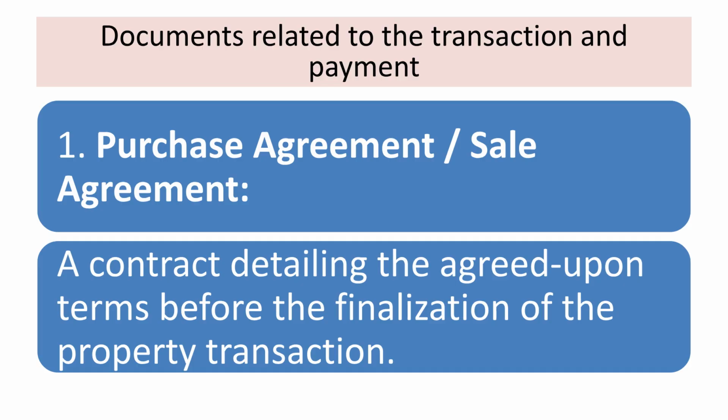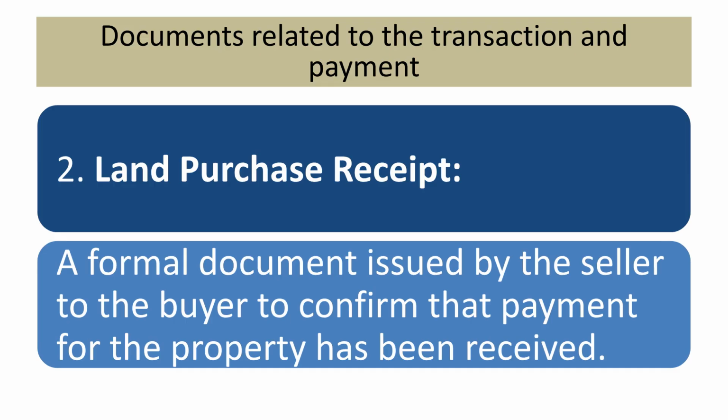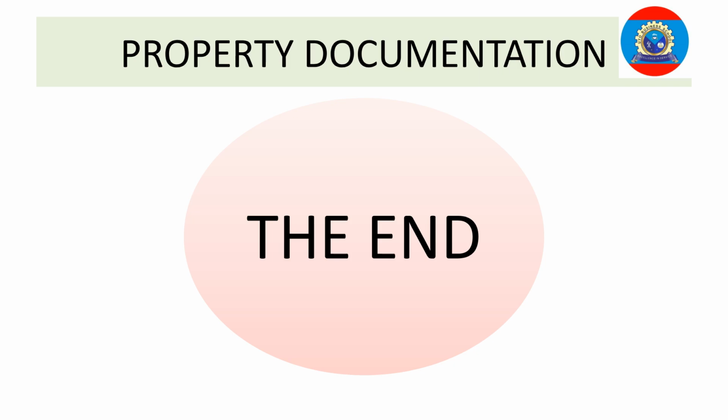Documents related to the transaction and payment include the purchase agreement or sale agreement. This contract details the agreed-upon terms before the final property transaction. The land purchase receipt is a formal document issued by the seller to the buyer, confirming that payment for the property has been received. This concludes the video on property documentation.